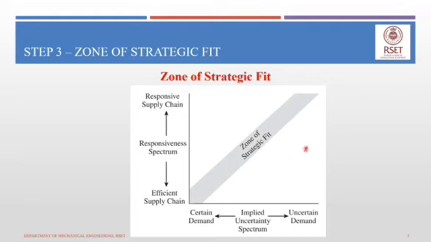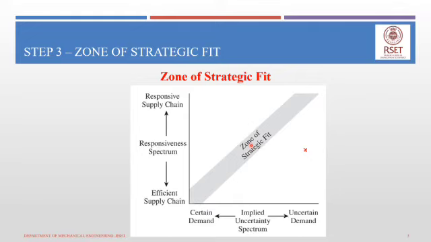change its competitive strategies so that it faces lower levels of implied uncertainty. When I change my competitive strategy and move towards a market segment where the implied uncertainty is smaller, I am moving horizontally back along the x-axis. So I am moving parallel, and when I bring it to a certain level, I see that I am operating in the zone of strategic fit, where the supply chain strategy and the level of implied uncertainty based upon the competitive strategy are matching.